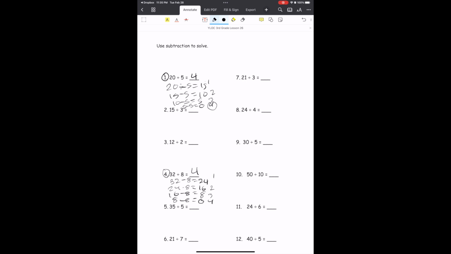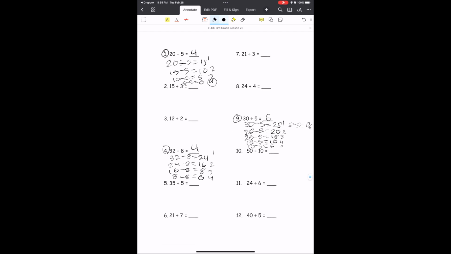Then we could do number 9. 30 divided by 5. We could do 30 minus 5 is equal to 25. 25 minus 5 is equal to 20. 20 minus 5 is equal to 15. 15 minus 5 is equal to 10. 10 minus 5 is equal to 5. And then 5 minus 5 is equal to 0. So then you have 1, 2, 3, 4, 5, 6. So 30 divided by 5 is equal to 6.